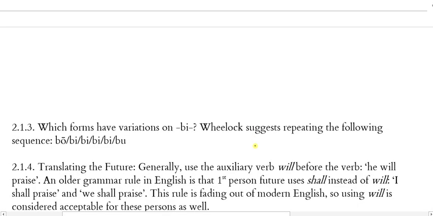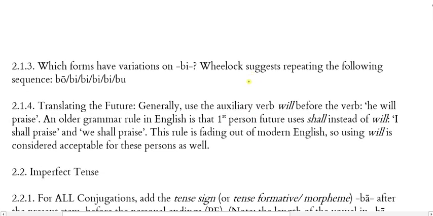Okay. Which of the forms did we see have the variations on the tense sign be for future? Remember what it is: the first singular and the third plural use a variation of be. First singular uses bo, and of course that shouldn't be too hard for you to remember since o is one of the first singular endings. But what maybe is a little bit unexpected is the bu form here on the third plural.